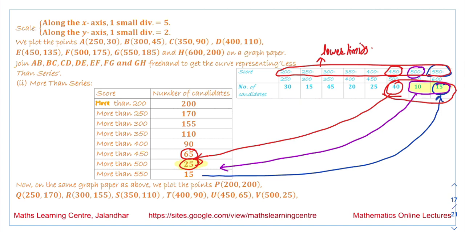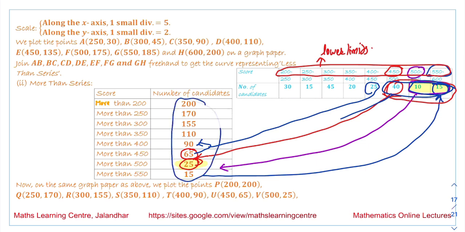Now the cumulative frequency is also clear to you. The first value we are writing is 15, next it is 15 plus 10, then the next value we have is 65, then the next value we will have is 65 plus 25, and the answer we will obtain is 90. So these are the number of candidates, and these are the more than type value scores. Now we have to plot these values on the graph.